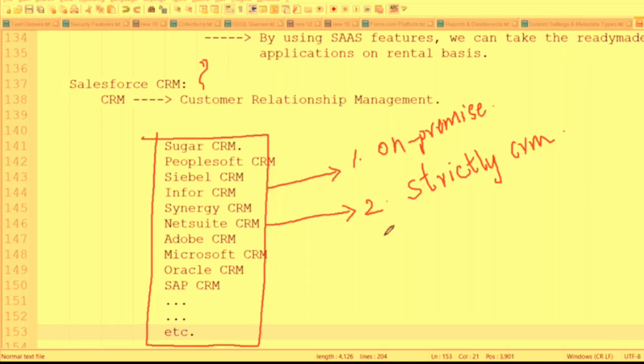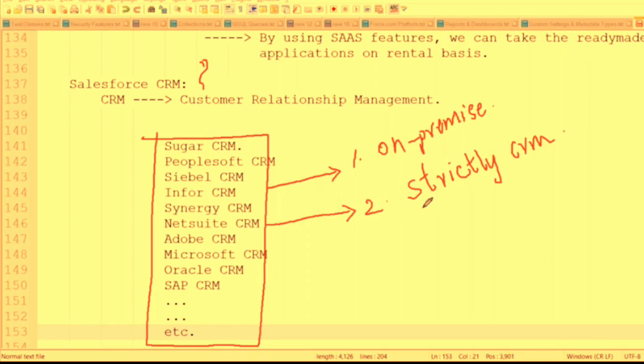By using this CRM software, I want to develop a banking application, a finance application, an insurance application, but we can't do that. So these are strictly CRM applications which provide some set of ready-made features which we can use to automate your business data. But we can't build any of our custom applications like banking, finance, insurance, healthcare, because we don't have any platform with them. These are purely CRM applications which provide some ready-made functionalities.